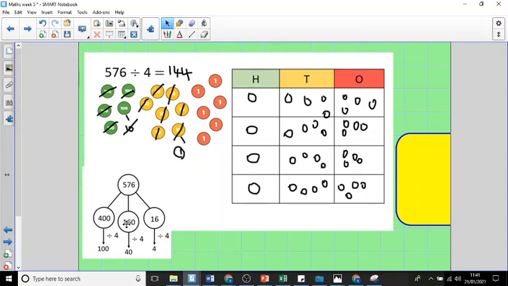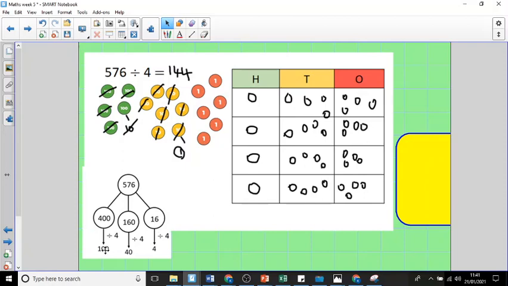I also know that 160 will be in the 4 times table because 16 is in the 4 times table, so 160 will be, and then there is 16 left. And actually that ends up being exactly what we did over here. We had 400 shared out, we did 16 tens, and we did 16 ones.